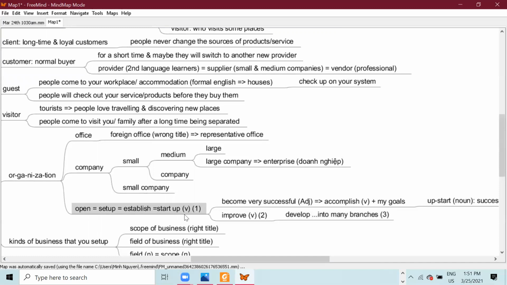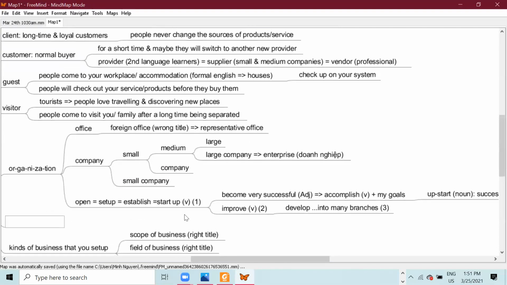And how to open a company and what kind of paperwork. If you are thinking about opening a shop or opening a company, you need to think about paperwork.